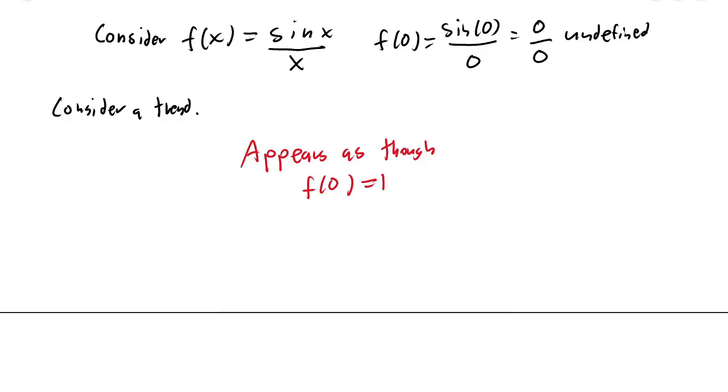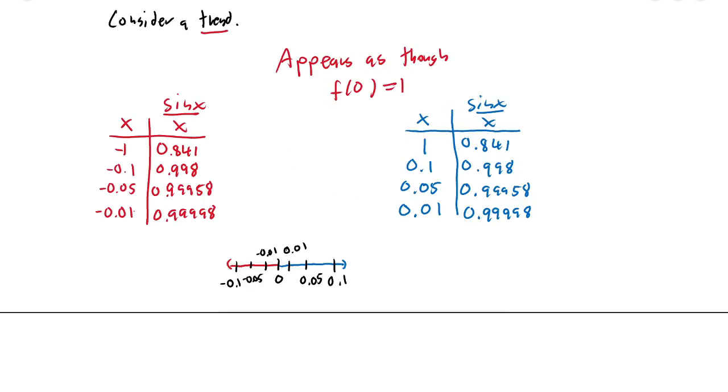Again, it appears as though f of x, being sine of x over x, should be equal to 1 at 0. But as we saw, if we plug in 0 directly, it's undefined. But what if we consider a trend? That is to say, instead of looking at what happens exactly at 0, what if we consider what this function is doing around x equals 0?